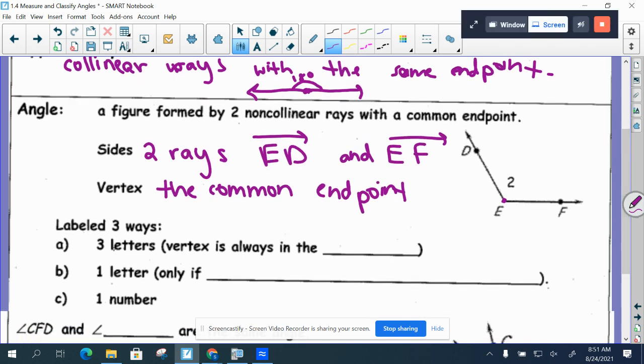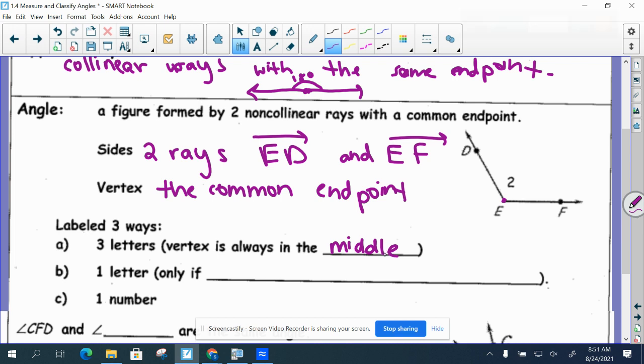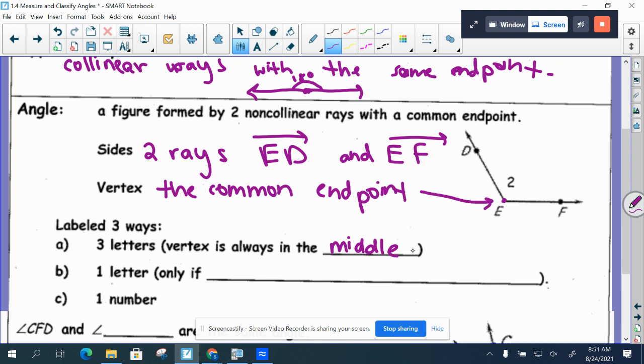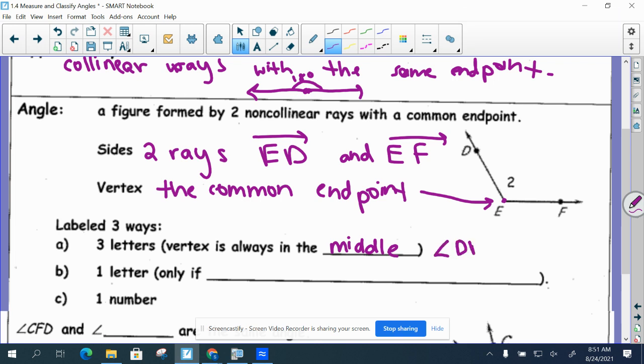We can name it using the three letters. So the vertex and then an endpoint over here and then a point on the other ray. But the vertex is always in the middle. So whenever you see an angle like angle DEF, whatever letter is in the middle, that's what the vertex is. So this is your vertex. So if I were to do it with this, I would say angle DEF.